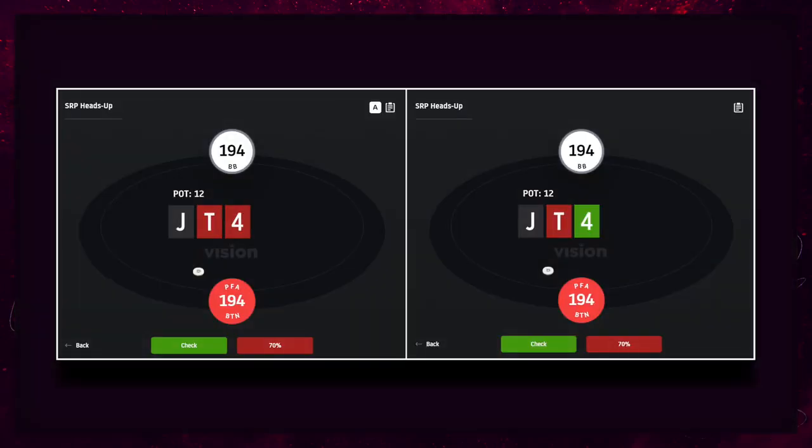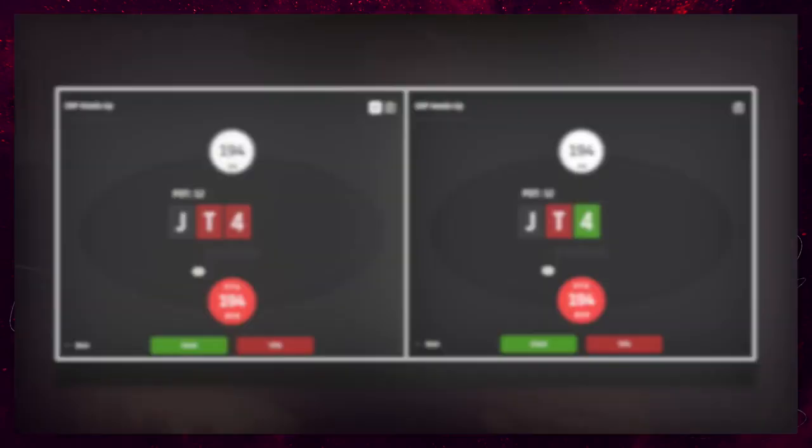We'll start with a very obvious difference in board texture. We raise the button and we get called. The flop is Jack-10-4. On one hand we have Jack-10-4 with a flush draw. On the other we have Jack-10-4 rainbow. We all know that these are different boards.